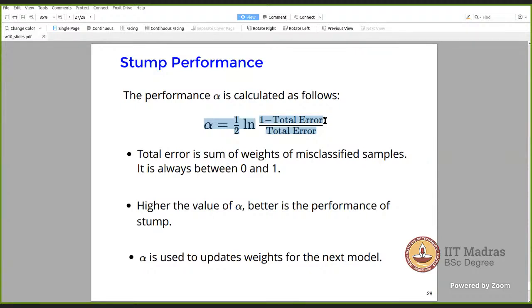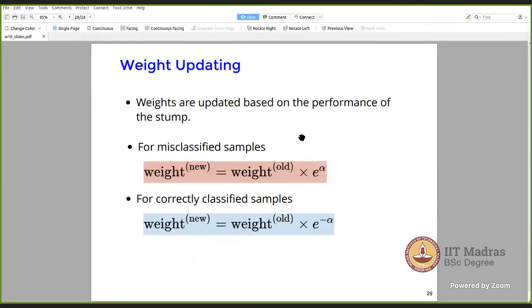Is that clear? Intuitively, this alpha is how much weightage you are going to increase for those data points which are misclassified. Alpha is the value through which you are increasing the weights of the misclassified data points, right? Yeah, alpha is the value which we are using to update the weights of the misclassified samples.